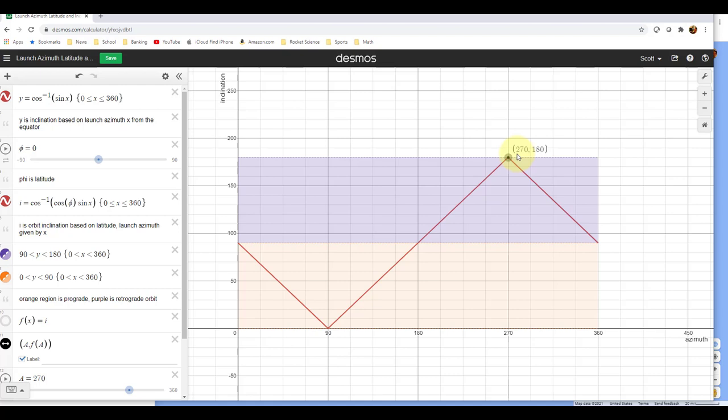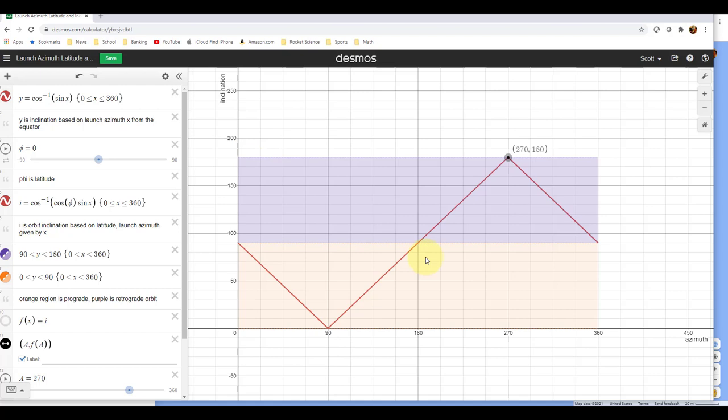So that's what this curve is tracing out, all the possible inclinations. And you can see that you can achieve really every single possible inclination. This lightly shaded interval here are inclinations up to 90 degrees. So those are prograde orbits. And from 90 degrees up to 180, these are retrograde orbits.